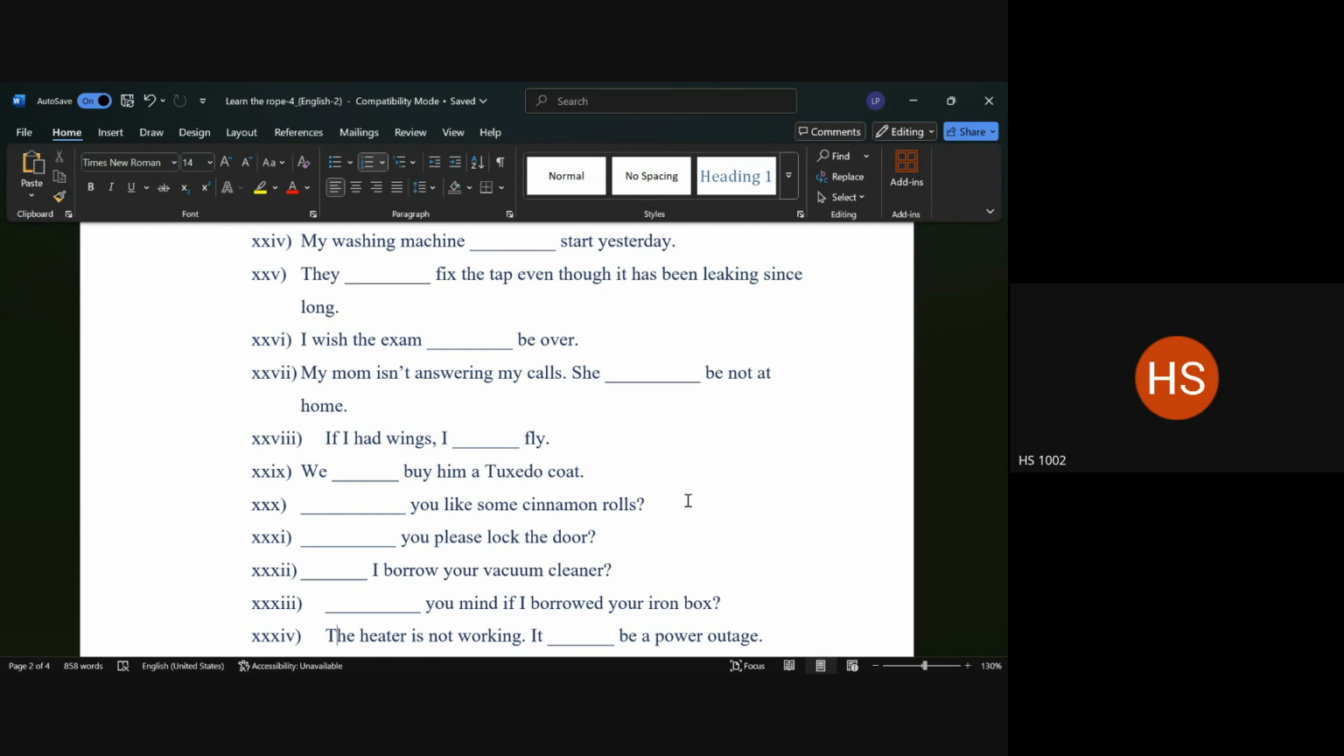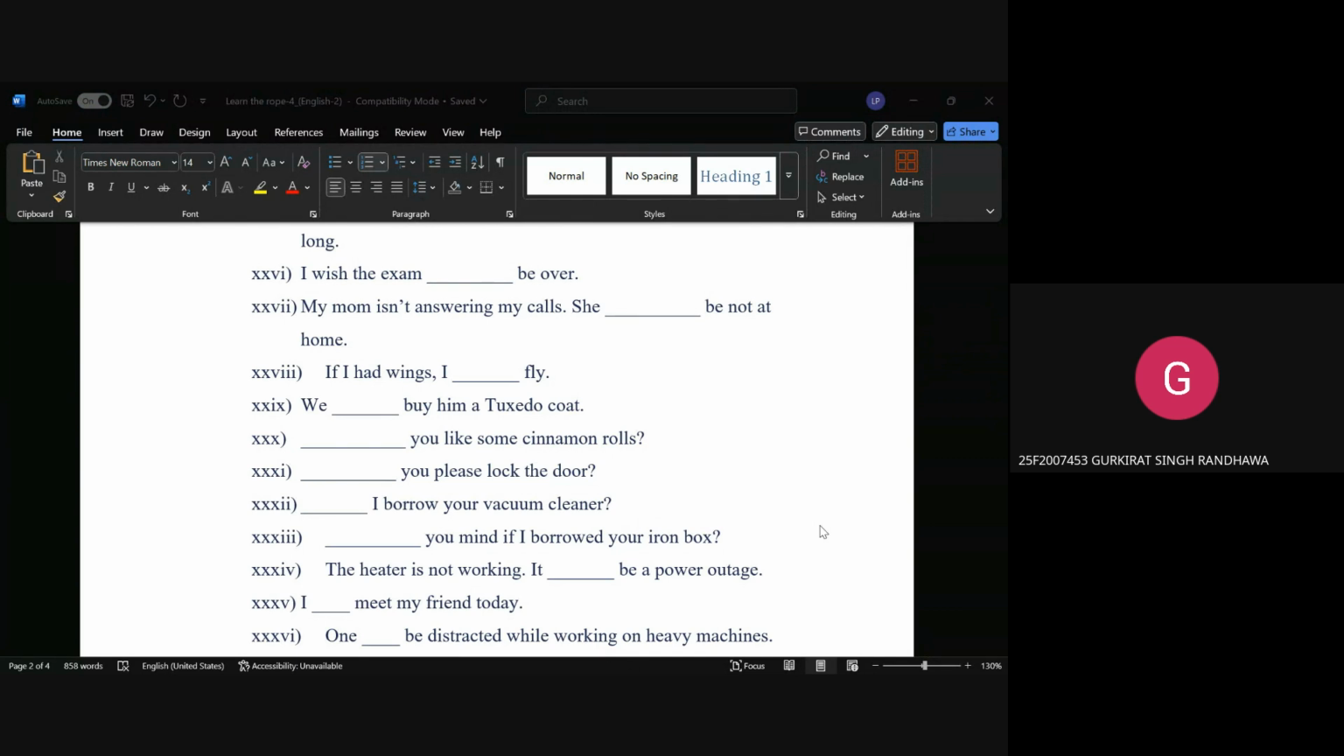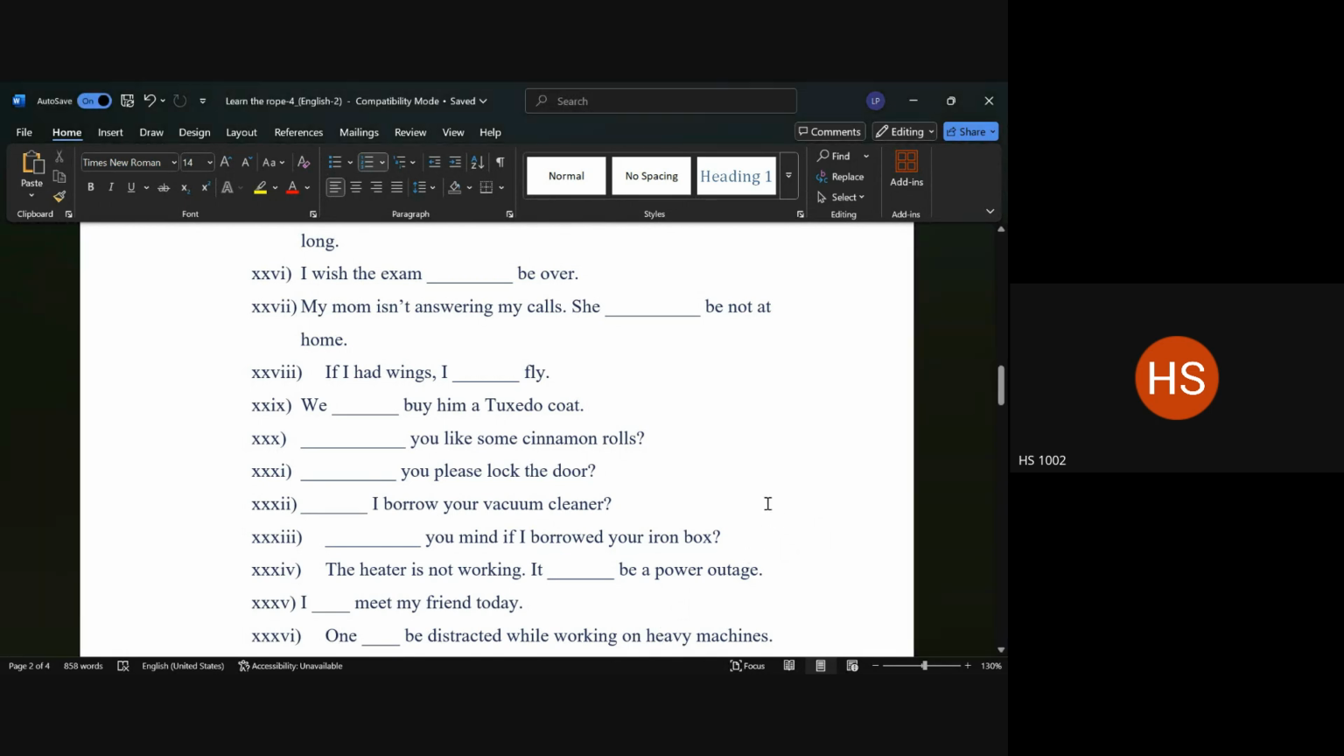26: I wish the exam dash be over. Would. I wish the exam would be over. You're making a wish, so would be over, yes. Other answers? May be over? No. I wish the exam might be over. You could say might, yes. So, could or would or might, right? That's what can be used in that blank.